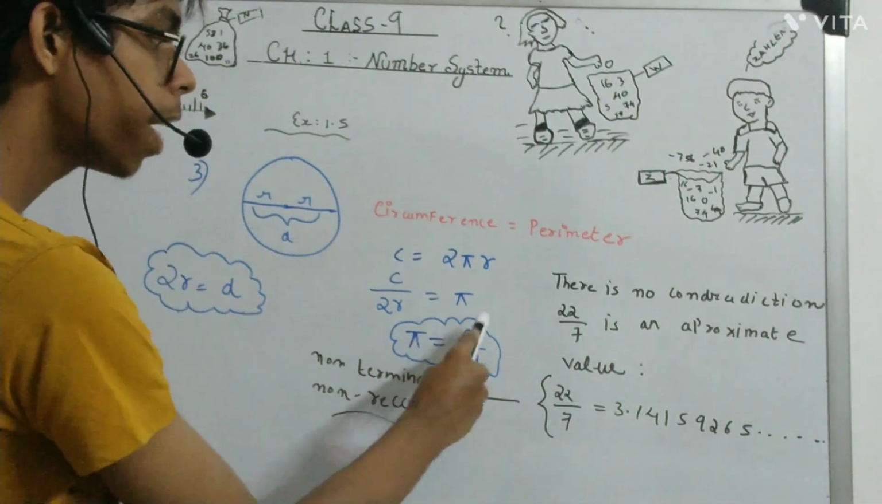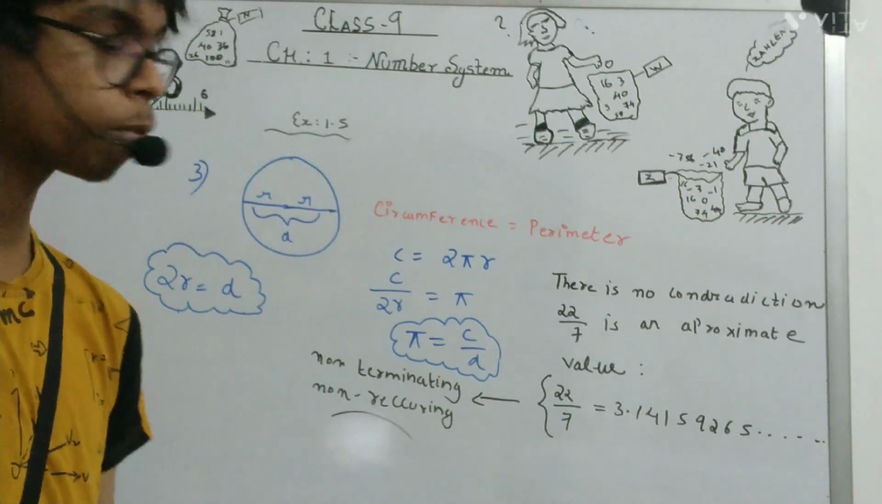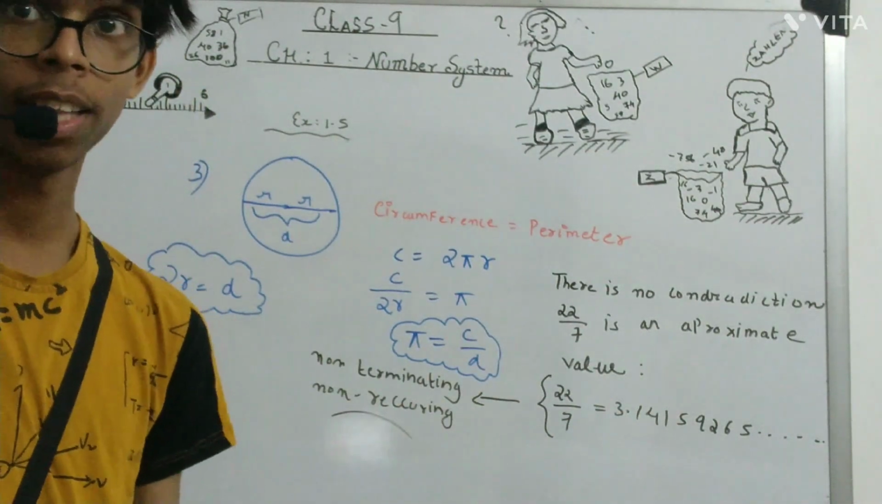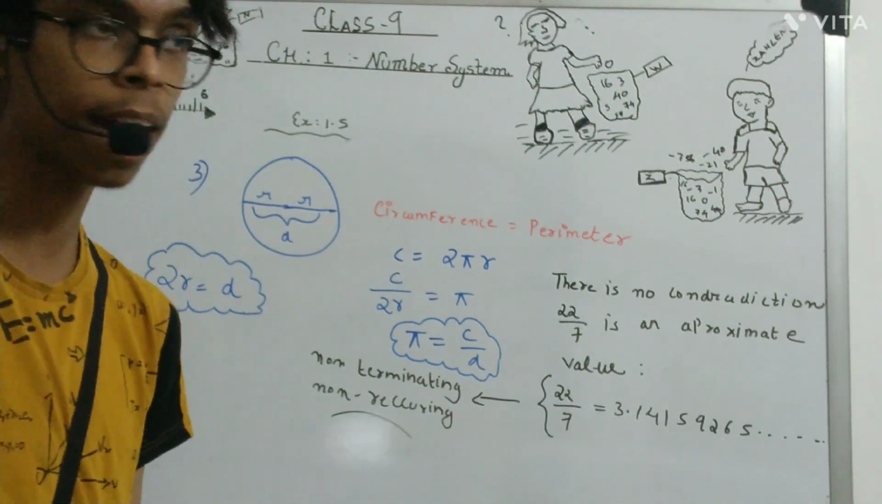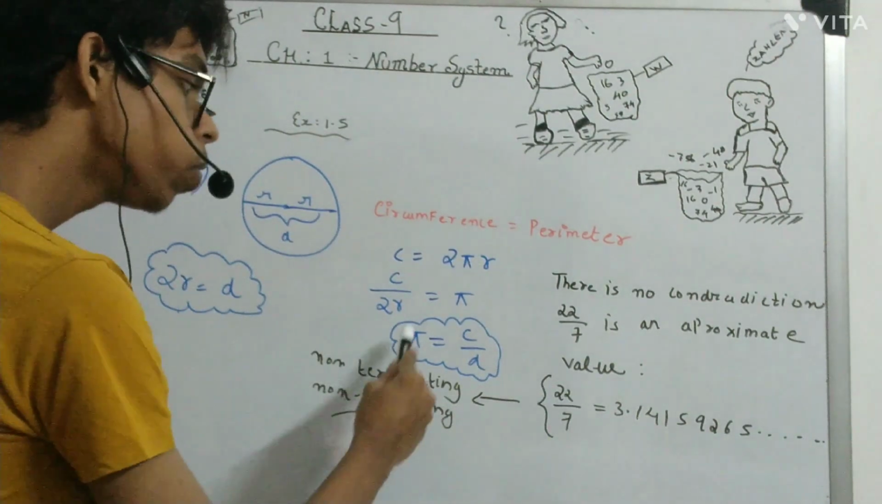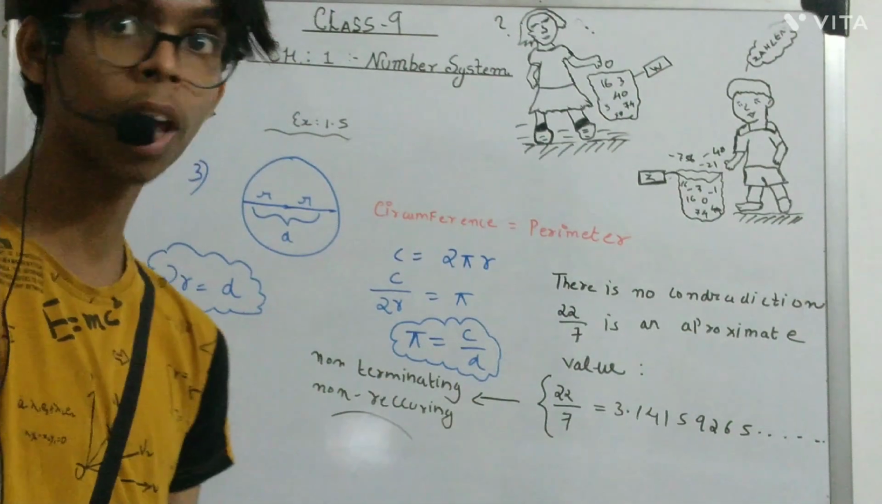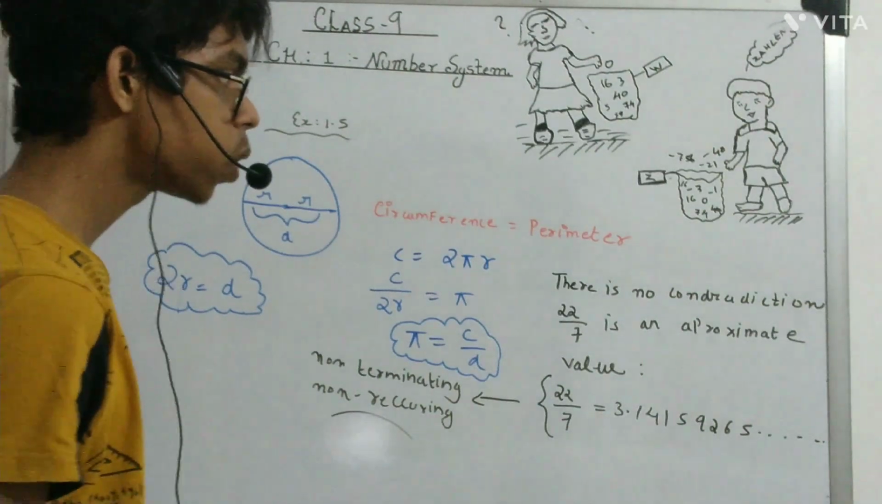So if we can write pi in the form of P by Q, that is in a rational form, then how can we say that it is an irrational number? That is the contradiction they are asking, or you can call it a paradox. Even though we can write pi as C by D, why are we calling pi an irrational number? So let's see.